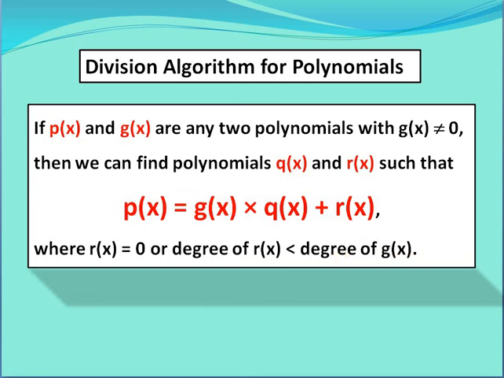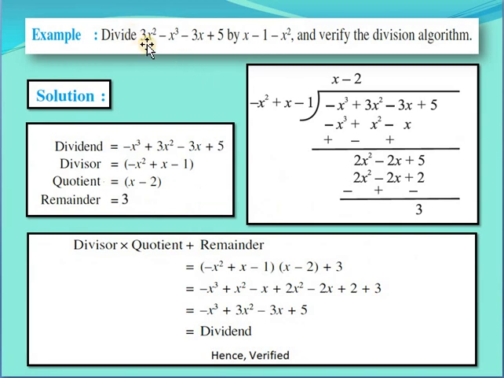Let's solve some examples. Divide 3x square minus x cube minus 3x plus 5 by x minus 1 minus x square, and verify the division algorithm. First we have to divide. While dividing, write it in the standard form: minus x cube plus 3x square minus 3x plus 5 divided by minus x square plus x minus 1. Always write in the standard form and start performing the division. Minus x cube divided by minus x square is x. x into minus x square, minus x cube. x into x, x square. x into minus 1, minus x.